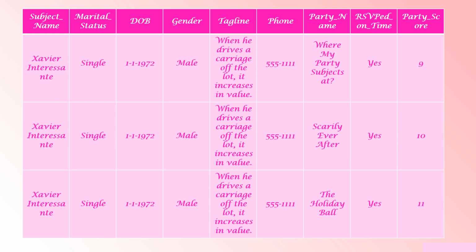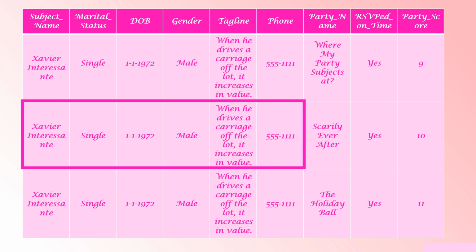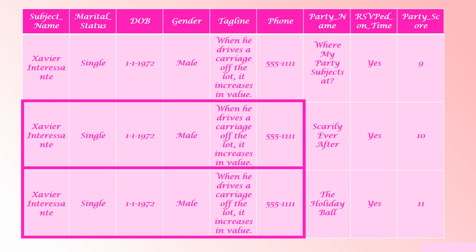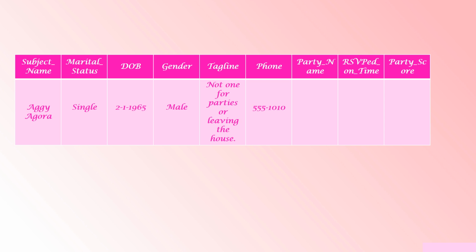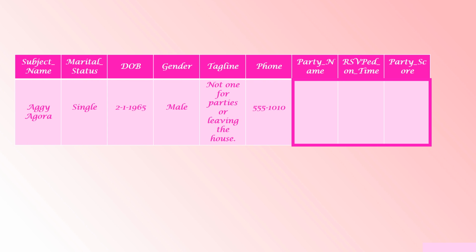If we look at Xavier, we see he has multiple rows, one row for each party he attended. The party information looks great, but one thing that doesn't look so great is the duplicated data. We are storing repeated personal information about Xavier for every single party he attends. That's a lot of duplicates. Aggie's doesn't look as bad because he doesn't attend too many parties, but there are still quite a few blank spots.